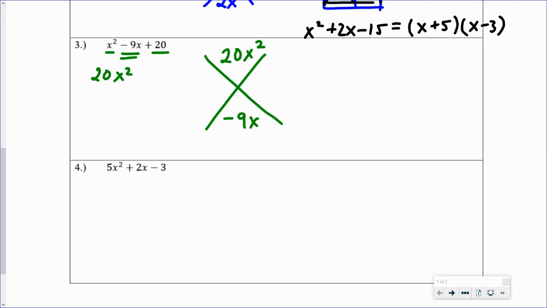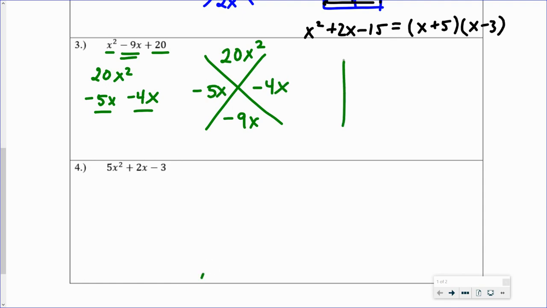So in this case, some factors of 20x squared would be 20x and x, could be 10x and 2x, could be 5x and 4x, but they have to add up to a negative number. The factors have to add up to a negative number. So in this case, I'm going to take negative 5x and negative 4x. If we multiply those two numbers together, we get positive 20x squared. If we add them together, we get negative 9x. So these are the two numbers that we want: negative 5x and negative 4x.